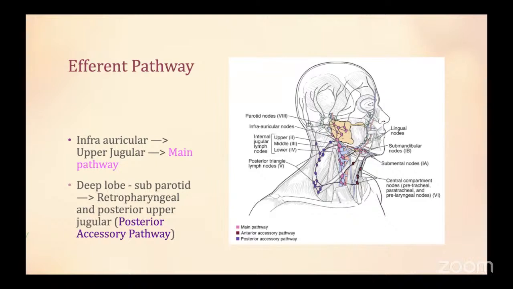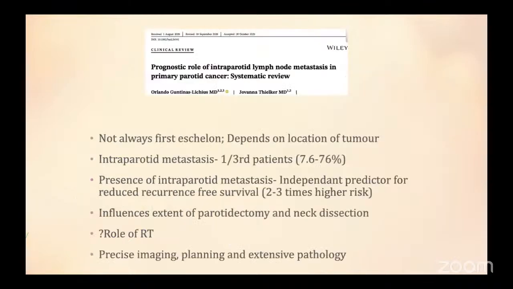And when there is deep lobe involvement, they can metastasize to subparotid retropharyngeal lymph nodes, and the posterior accessory pathway can be the main pathway at that time. So posterior upper jugular level 5 nodes can harbor metastasis. Intraparotid lymph nodes are important to diagnose preoperatively, because sometimes they are not the first echelon. It depends on the tumor location. For example, if a tumor is in the deep lobe, you might not have an intraparotid lymph node, but you will have a lateral neck node metastasis, maybe a posterolateral as well.